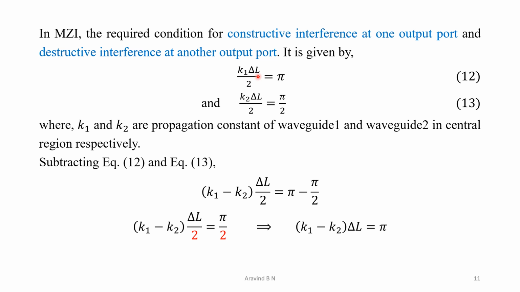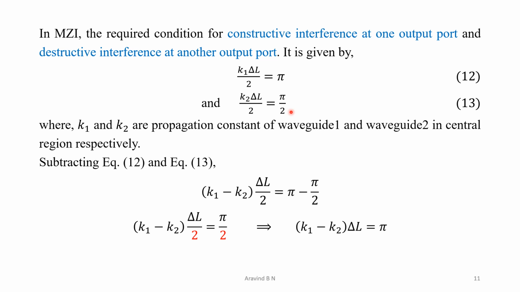So K1 delta L divided by 2 is equal to pi, considering this as constructive interference, and destructive interference is going to be K2 delta L divided by 2 is equal to pi by 2. Now our requirement is we need to calculate the value of delta L. That is what is our requirement out of this complete MZI derivation, right?